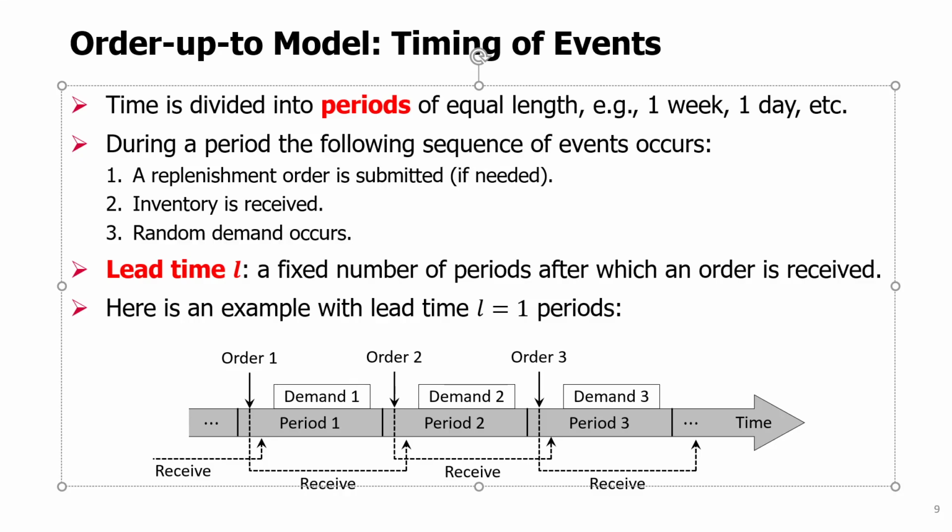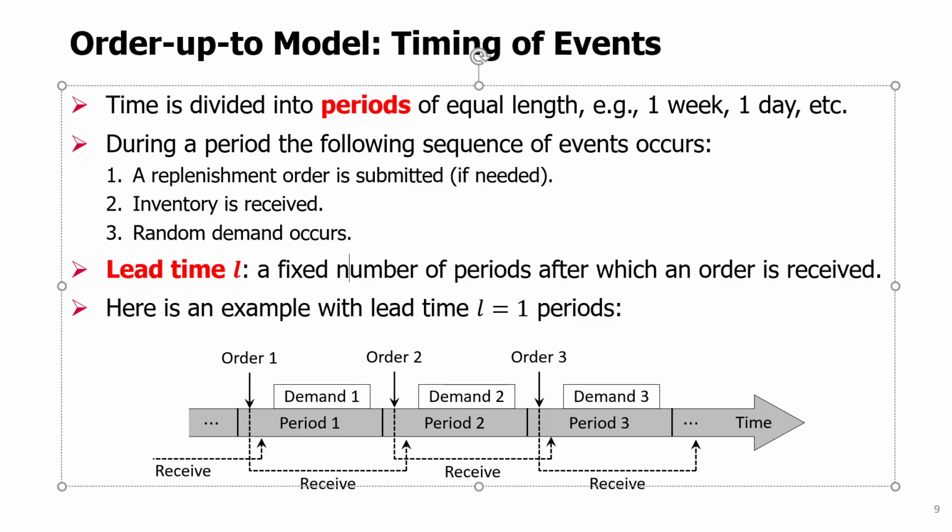So the key measure to realize that decides a lot here is the lead time. Lead time, for which the symbol will be small l, is the fixed number of periods after which an order is received. And the limitation of this model is that actually L should be an integer number of periods.